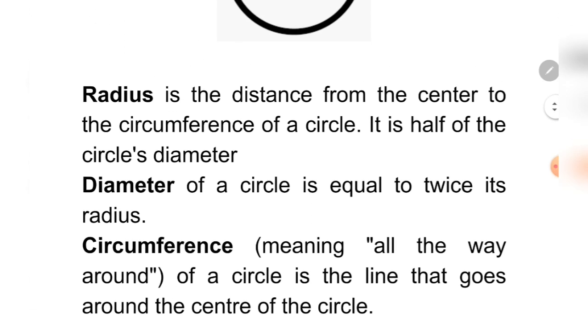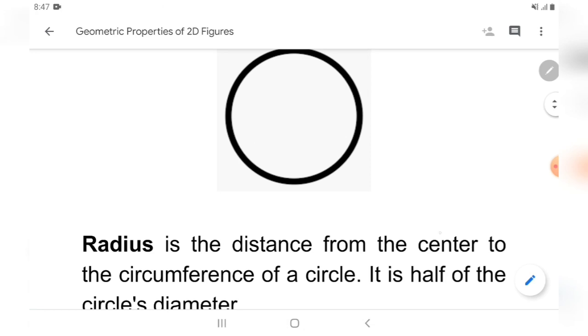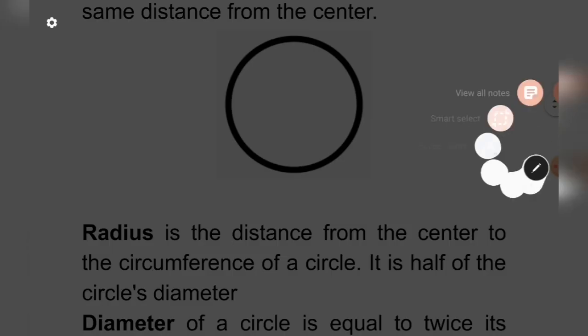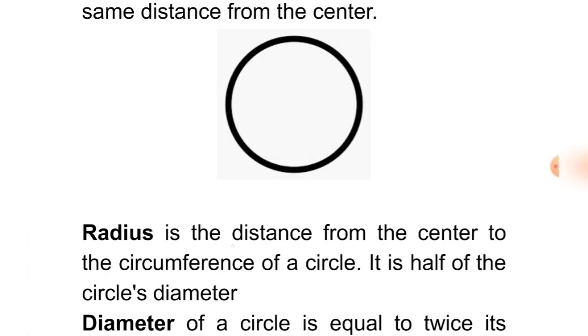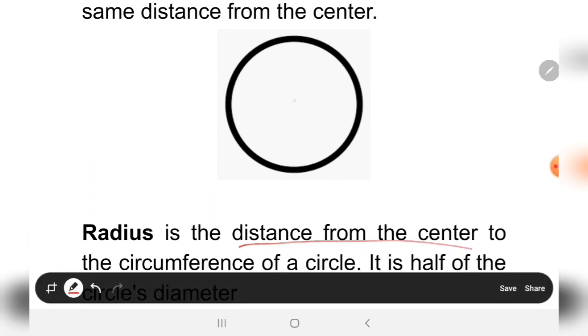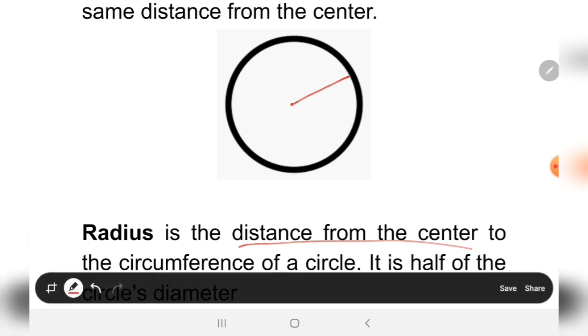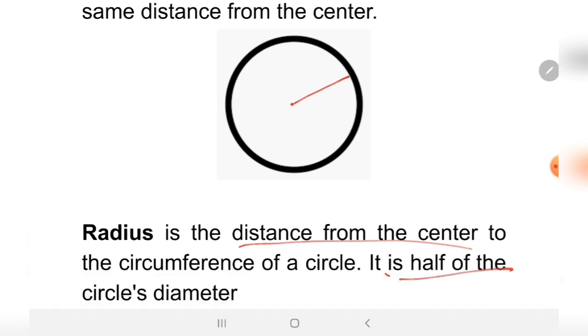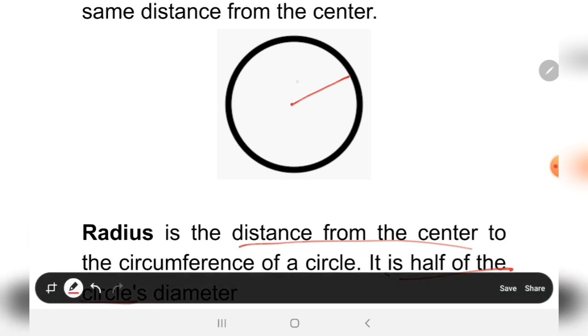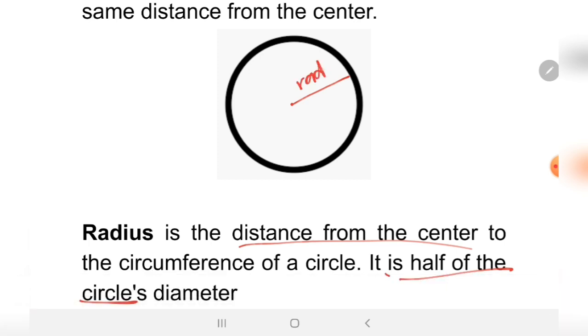Next, the radius is the distance from the center to the circumference of a circle. It is half of the circle's diameter. Okay, what is radius? Radius is the distance from the center. If we have the center here, then the half of the circle is what you call the radius.